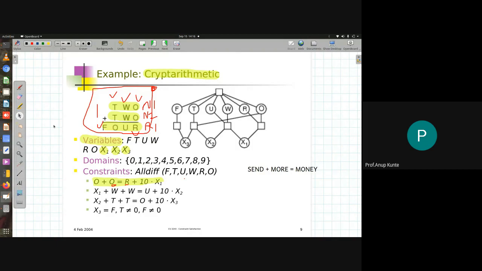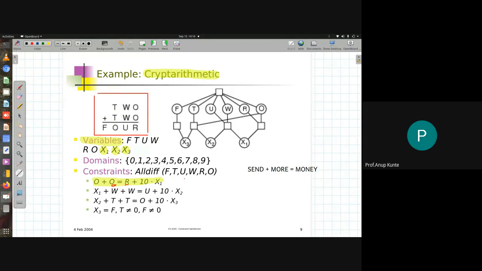So the rectangle that, sorry, that's not looking like a rectangle. Just draw a nice rectangle. So this is the instance problem of cryptarithmetic that we have on this slide.